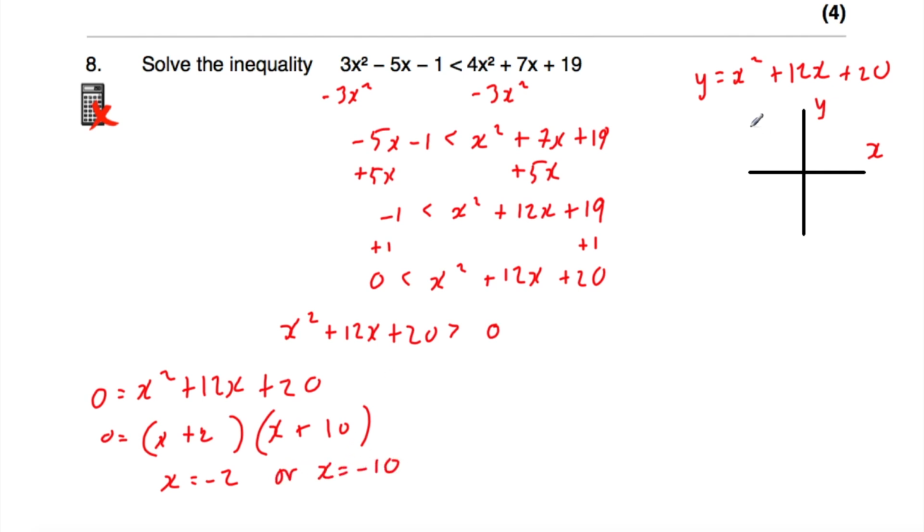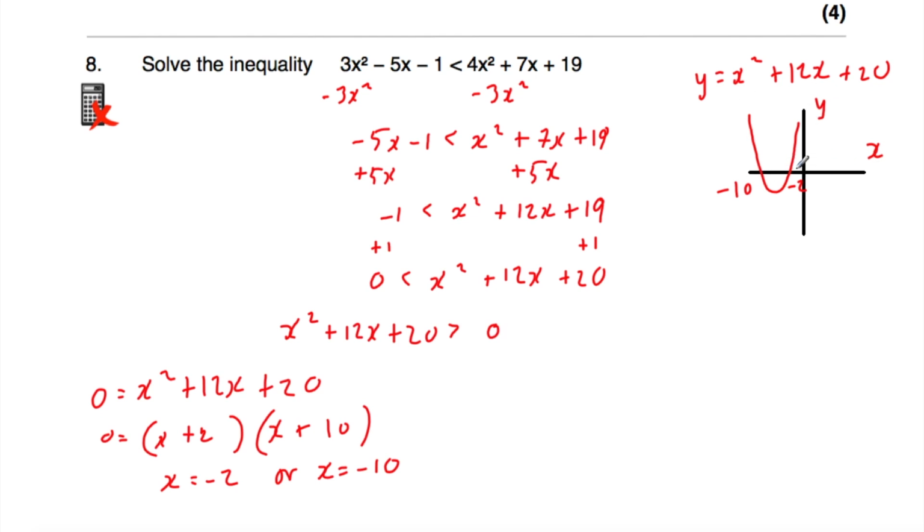And now if we sketch our quadratic, it would look something like this, where it crosses at minus 10 and minus 2. If we go back to our inequality, we want to find when x squared plus 12x plus 20 is bigger than 0. In other words, which values of x, when you substitute them into this quadratic, give you a positive answer. So that's going to be where the graph is above the x-axis.